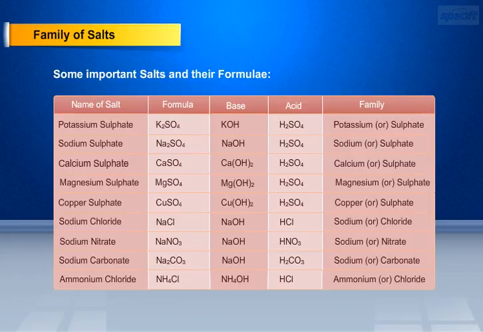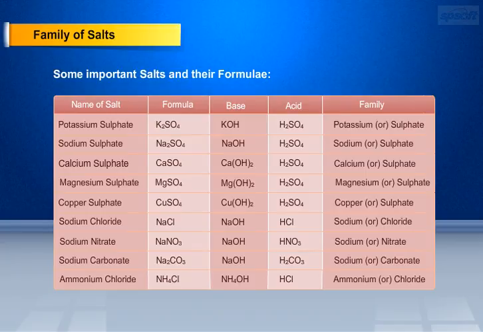Formula for magnesium sulfate is MgSO4. Its base is Mg(OH)2, and acid is H2SO4, and it belongs to magnesium, or sulfate family. Formula for copper sulfate is CuSO4. Its base is Cu(OH)2, and acid is H2SO4, and it belongs to copper, or sulfate family. Formula for sodium chloride is NaCl. Its base is NaOH, and acid is HCl, and it belongs to sodium, or chloride family.